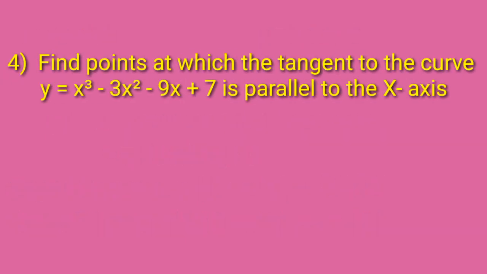Find points at which the tangent to the curve y is equal to x cube minus 3x square minus 9x plus 7 is parallel to the x-axis. Here we have to find out the point at which the tangent passes and which is parallel to the x-axis. You have to find out the point here. So first we have to find out the slope of the tangent here. That means we have to find dy by dx.